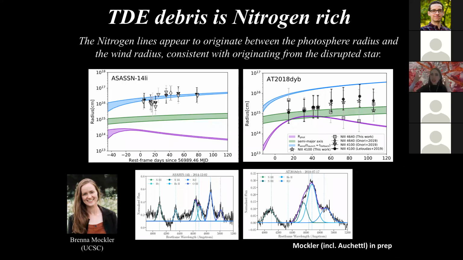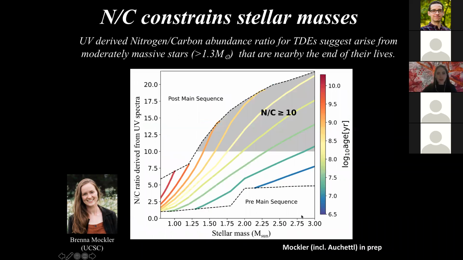And this is exactly where we expect the material of the disrupted star to be, right? So this is great. This is exactly on the right path that we expect. I should say that it's now not in prep, it's actually now on archive. And so now we know that this nitrogen material is associated with the stellar debris. Brenna was able to use this constraint on the nitrogen to carbon ratio that was derived from the UV spectra from those other TDEs, and place constraints on the nitrogen to carbon composition of the stellar debris associated with different TDEs.